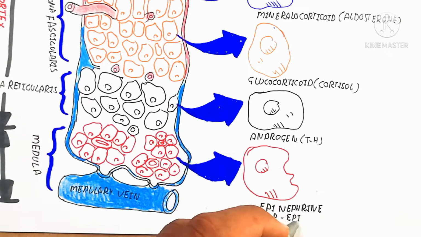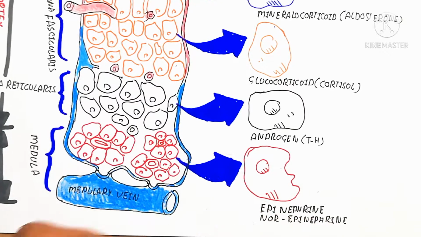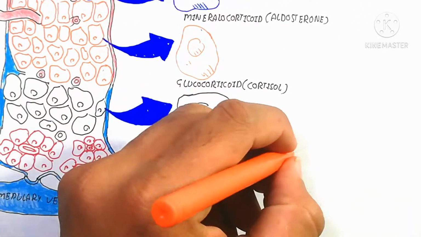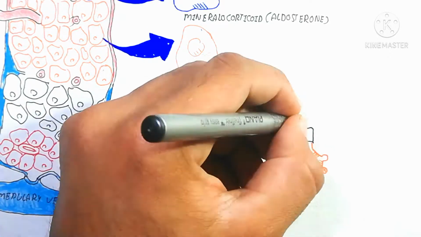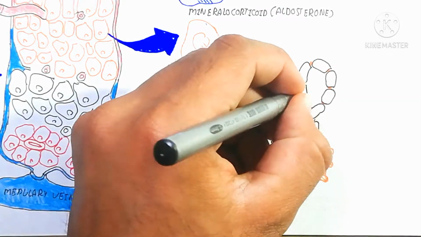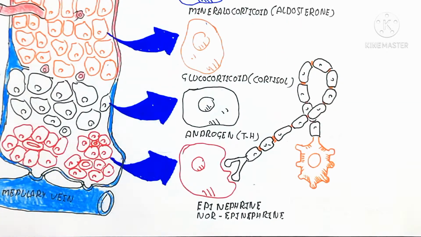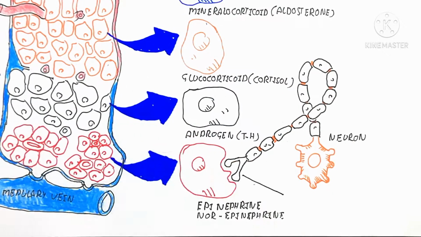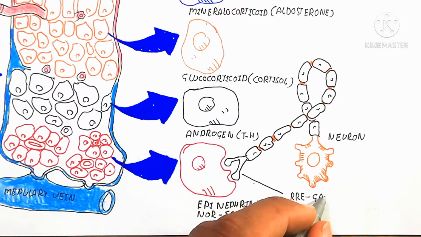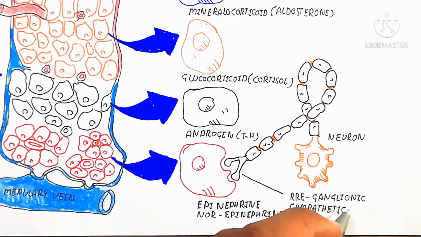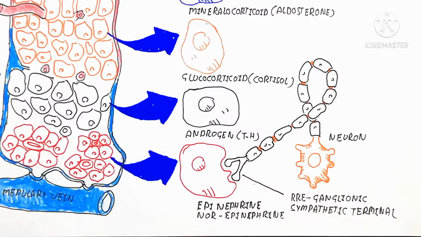On the other hand, here is the glucocorticoid, which is the cortisol hormone, used for the sympathetic nervous system fight and flight response. Androgen, that is the testosterone hormone, the male hormone, and dihydrotestosterone will be produced for the secondary sexual characteristics. On the other hand, epinephrine and norepinephrine will be produced from the medullary cells.